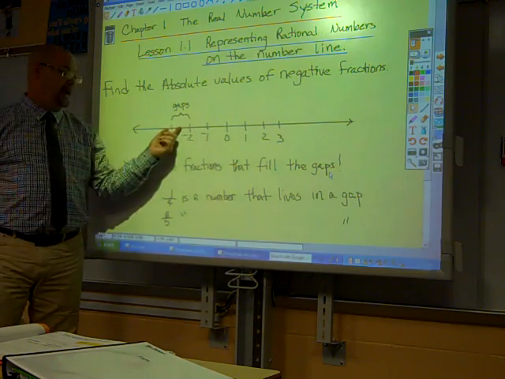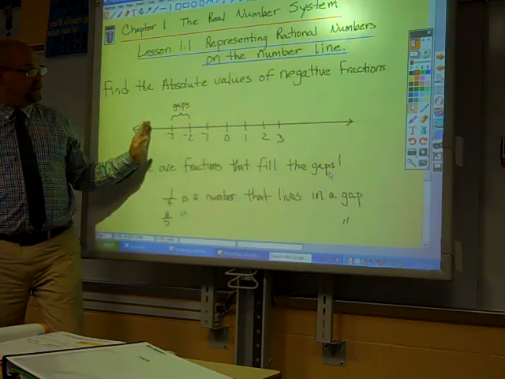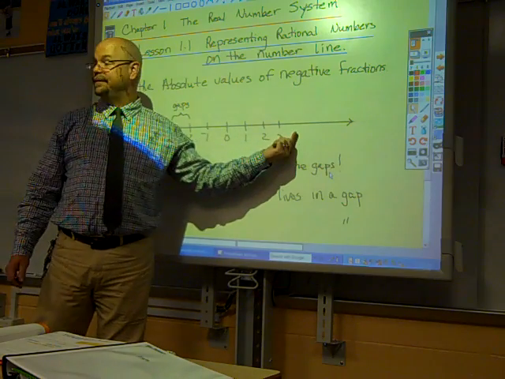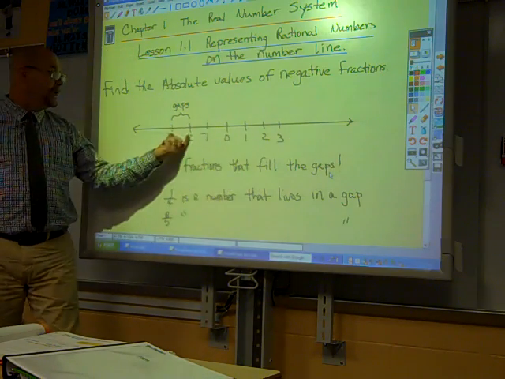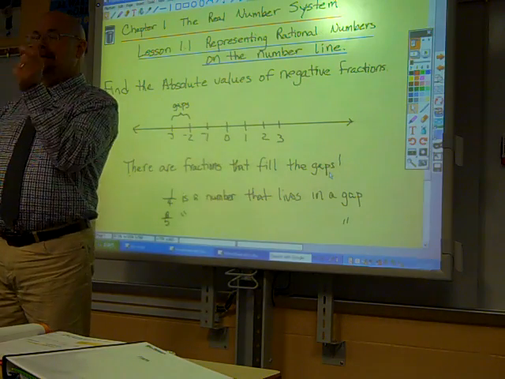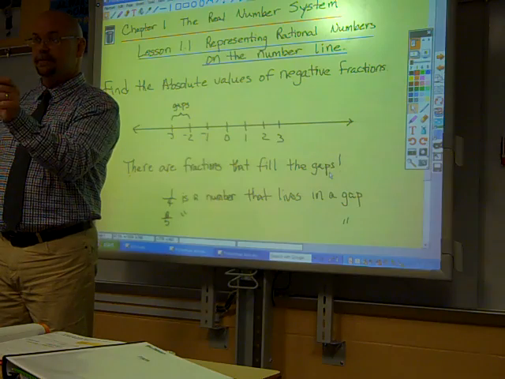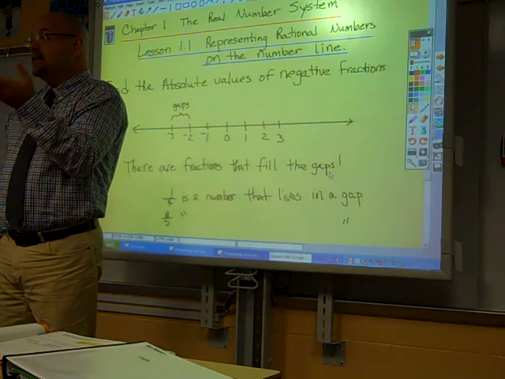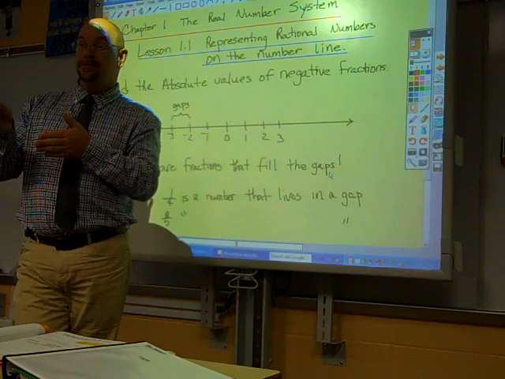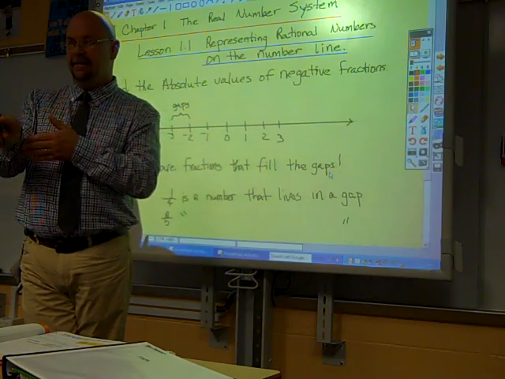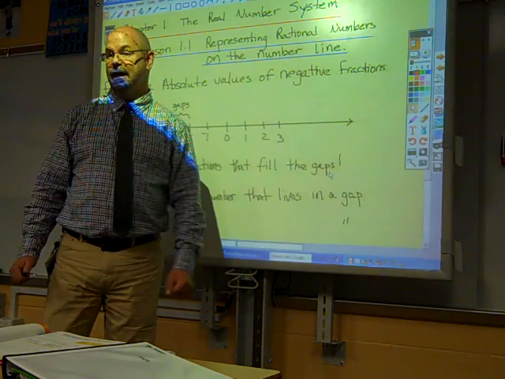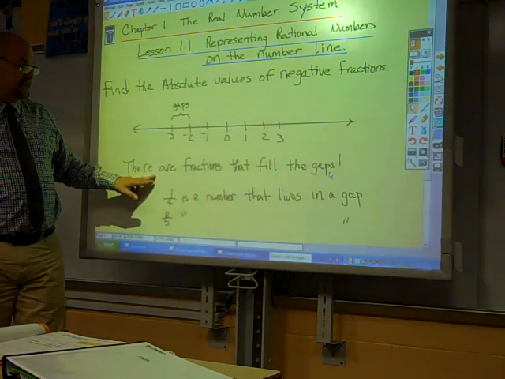The book calls those spaces gaps. So here's a regular number line with both the negative integers and the positive integers. In between each of those integers is an infinite number of numbers. And each of those has a place. It lives somewhere on the number line. We're going to start being able to pinpoint exactly where they live on the number line, on the negative side and on the positive side. So all fractions fill the gaps.